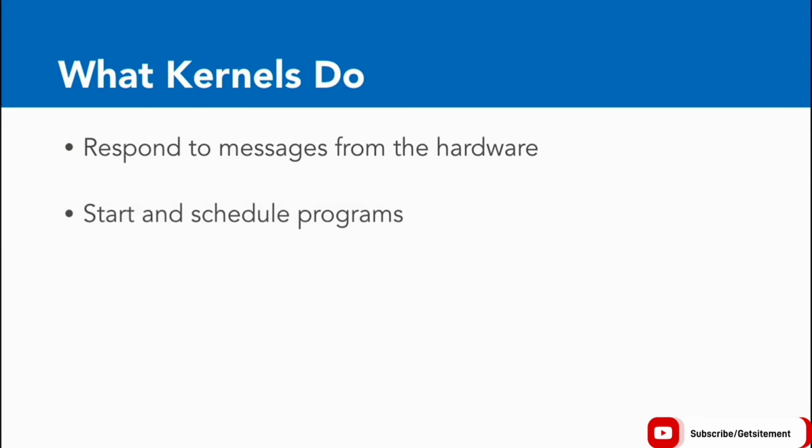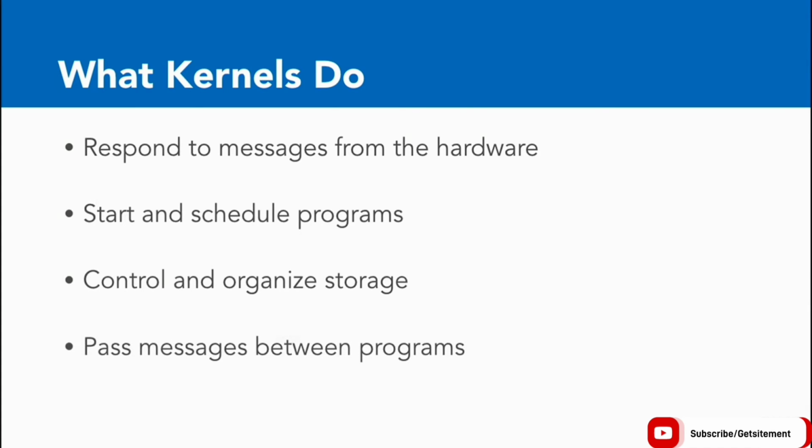It starts and schedules programs. It says what's allowed to run, what, and when, and it lets your computer do all the things you are asking it to do at the same time. It controls and organizes the storage devices on the computer. When you say write to this file, the kernel figures out that you actually mean this particular part of the disk, and it goes there and writes the data. Someone has to make that decision, and that's the role of the file system inside the kernel.